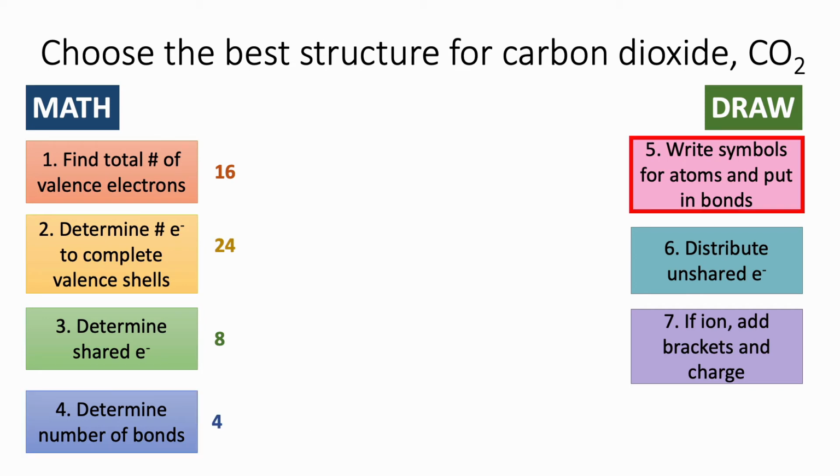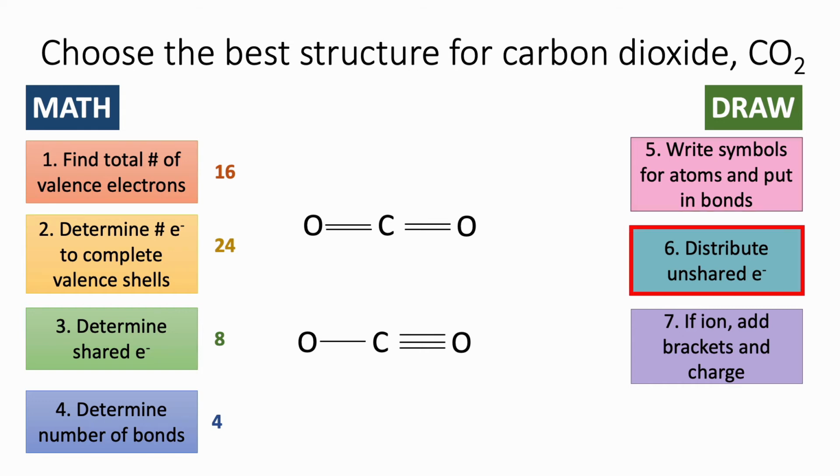Now we're going to draw the structure. Let's write the symbols for the atoms and put in the bonds. So carbon, oxygen, oxygen. And now we have to put in our 4 bonds. So 1, 2. There are 2 more bonds that we have to put in. How could we distribute them? We could distribute it this way with 2 bonds between the carbon and each oxygen, or we could distribute it this way with a triple bond between carbon and 1 oxygen and a single bond between carbon and the other oxygen. So for both of these, let's distribute the unshared electrons.